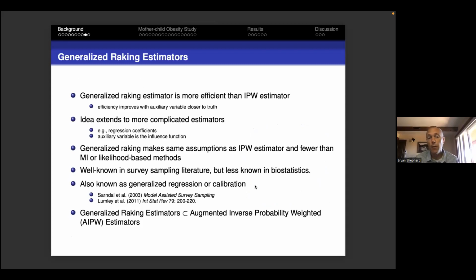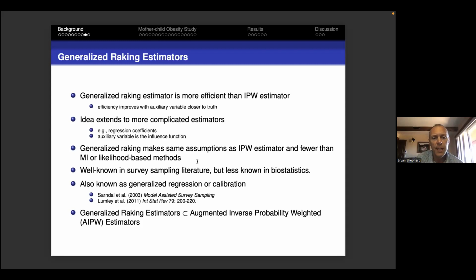As I said, generalized raking is more efficient than the IPW estimator, but it makes the same assumptions, which are fewer than multiple imputation or likelihood-based approaches. This idea extends to more complicated estimators. So on the previous slide, I just showed the prevalence, but let's say we're interested in a regression coefficient, which is what the example will be. The auxiliary variable is actually the influence function, and I'll show you that in a bit as well. But the same ideas apply.